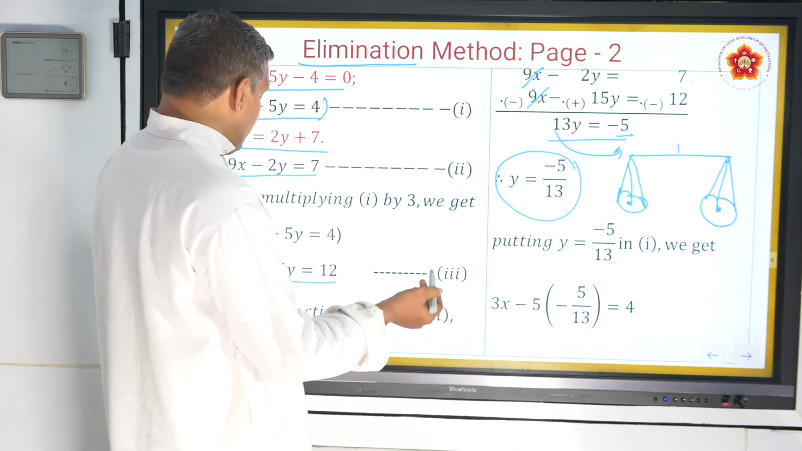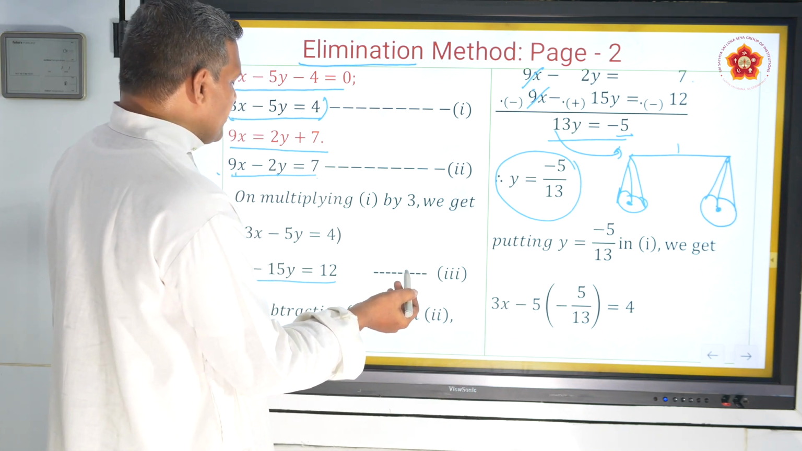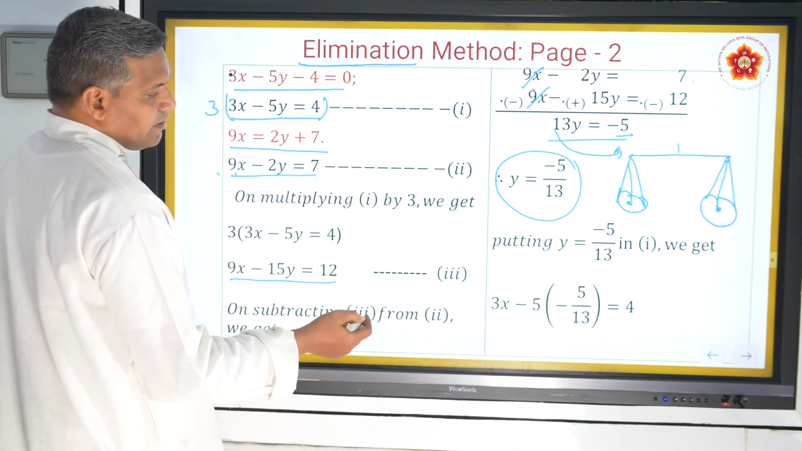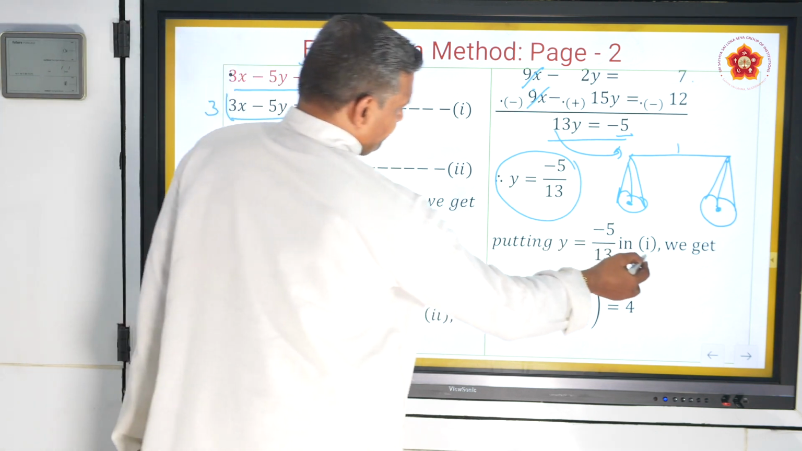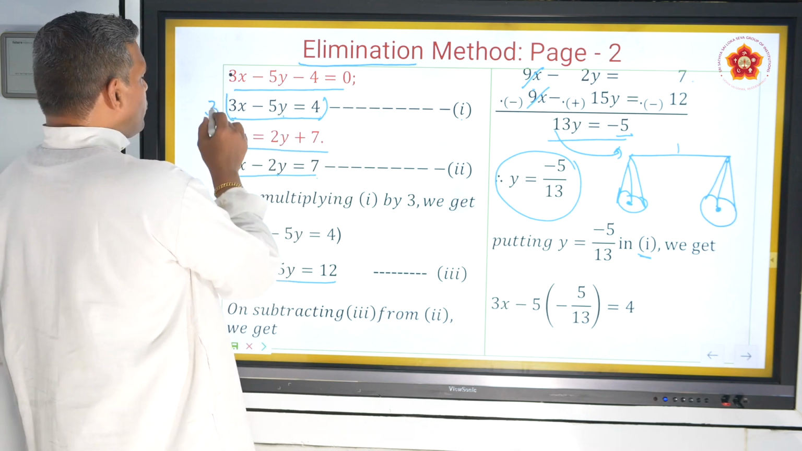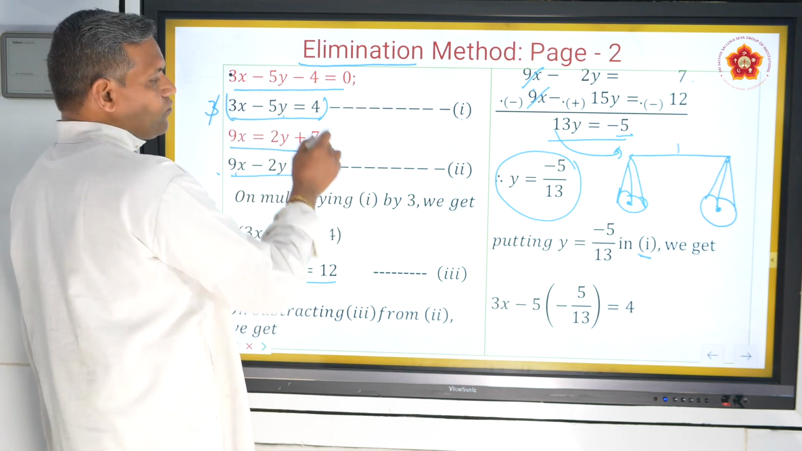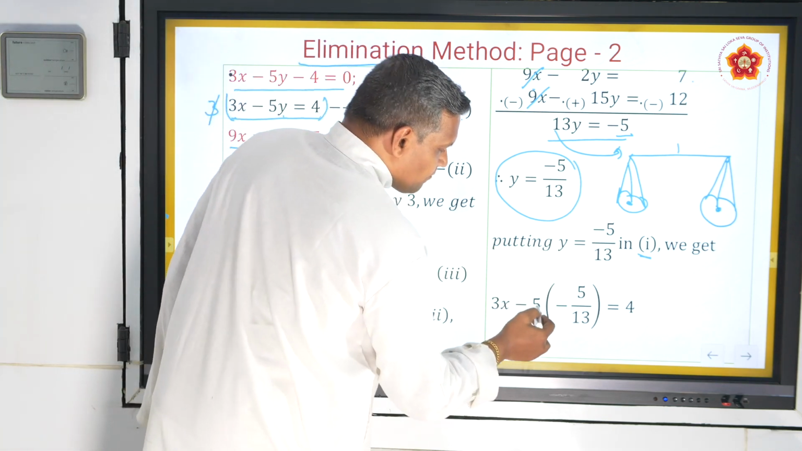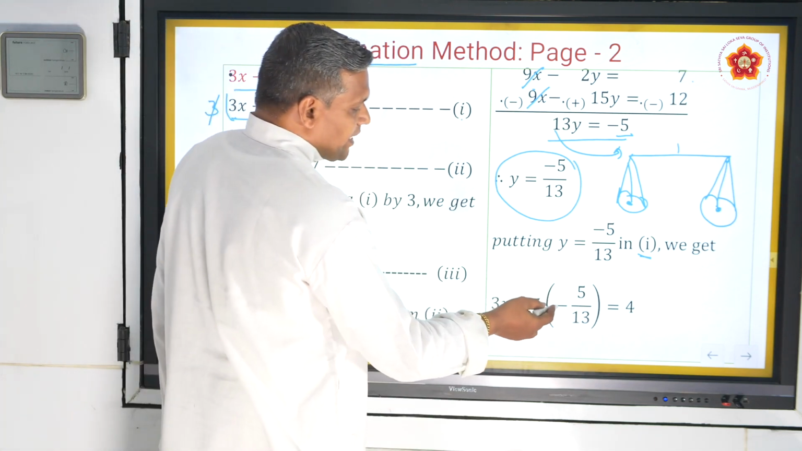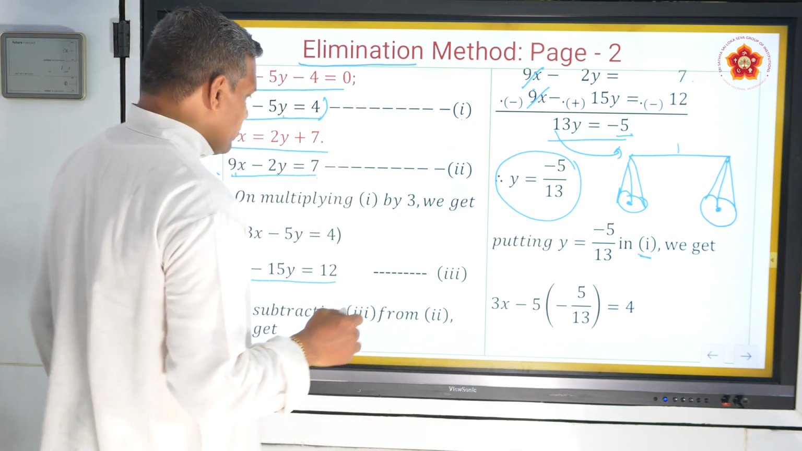Which equation are you going to use? You already got the value for y. Where is the equation for x? Search. So you take the first equation, equation number 1: 3x minus 5y is equal to 4. Don't take the multiplied equation, take the simplest one. That is 3x minus 5y is equal to 4. I have taken this. Did you understand? Now in the place of y, I substitute the value minus 5 by 13. Let's go to the next screen.